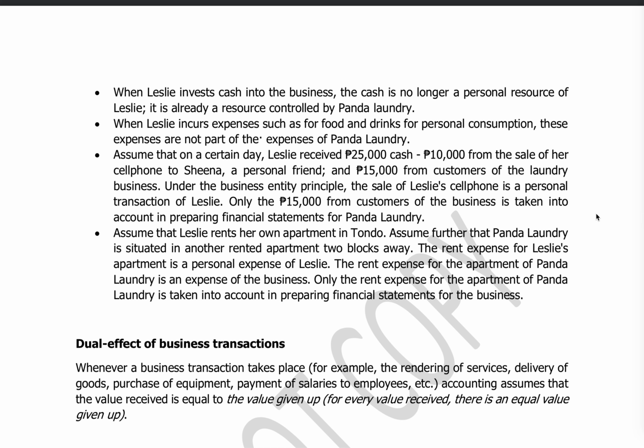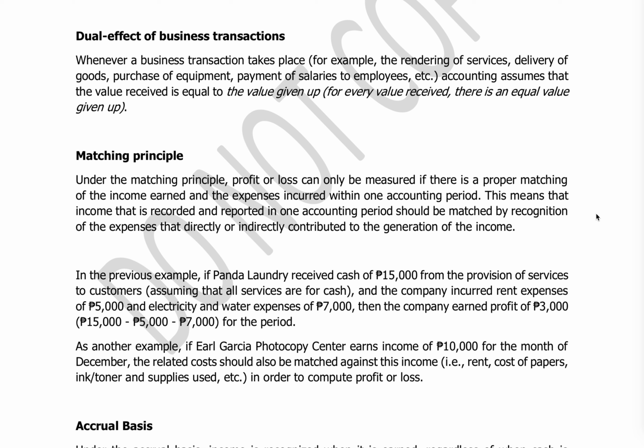Okay? And then lastly, assume that Leslie rents her own apartment in Tondo. And assume further that Panda Laundry is located in another rented apartment 2 blocks away. O, edi, yung pinambayad ni Leslie na rent niya doon sa apartment niya is different expense from that of the payment for the rent of the Panda Laundry. O, yung renta mo doon sa bahay mong sarili, Leslie, hindi yan expense ni laundry. Ang expense lang ni laundry ay yung renta doon sa shop, sa laundry shop. Okay? So, naintindihan nyo na. Separate business entity. Alam nyo naman yan eh. Nire-review lang natin. Very matalino naman kayong lahat. Kaya, alam nyo na yun.